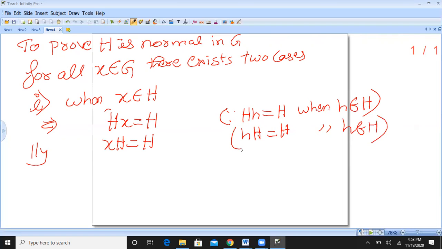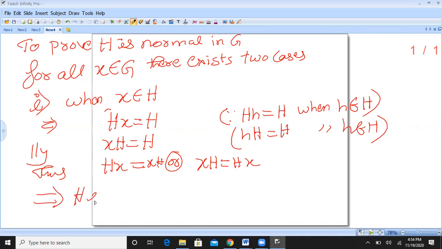Thus we can say that Hx is equal to xH, or xH is equal to Hx. Therefore we can say that H is normal. This is how we prove case 1.